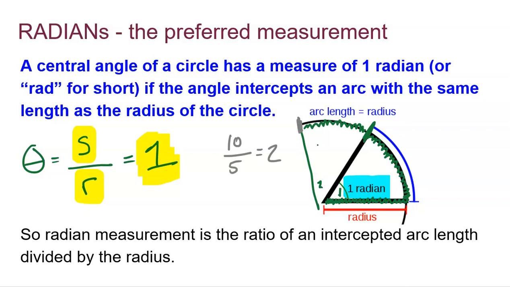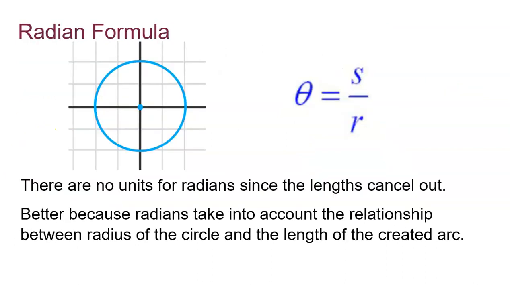So radian measurement is the ratio of an intercepted arc length divided by its radius. Here is that ever important formula. And when you get 1, that just means you have 1 radian. So here is a nice writing. My handwriting's terrible, of course. This is a nice way of me saying, hey, an angle in radians is the length of the arc divided by the radius. It's that simple.